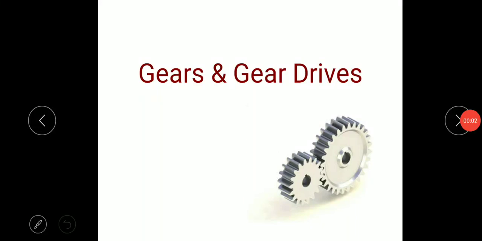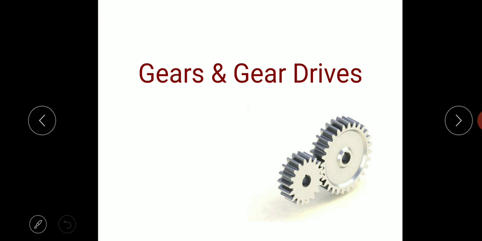Hello everyone. Today I am going to give the lecture on gear and gear drives. The gear drive is the fourth bit of module 4. In this chapter you are going to study about gears, different types of gears, gear drives, advantages and disadvantages of gear drives over belt drives, velocity ratio of simple gear train and simple numerical problems.